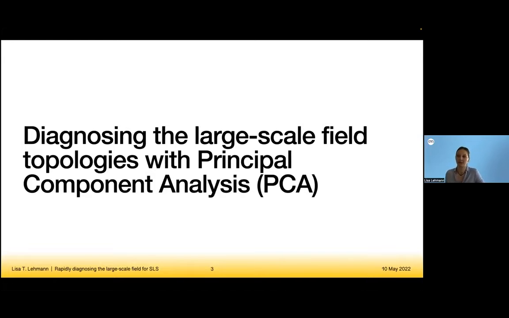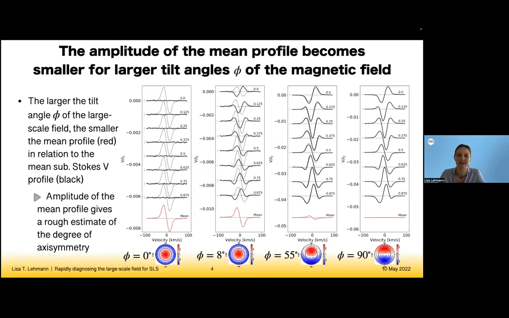PCA is mostly known for its ability to reduce the noise, but we found if we apply this directly to the circularly polarized Stokes-V profiles, we can get some clues about the key information of the large-scale field. In the following, I will show you how this method works using simulated and observed Stokes-V profiles.